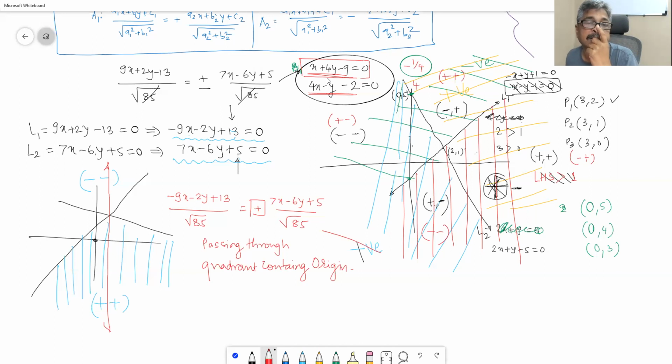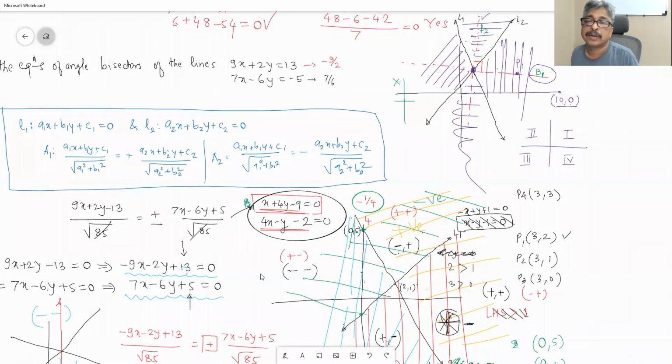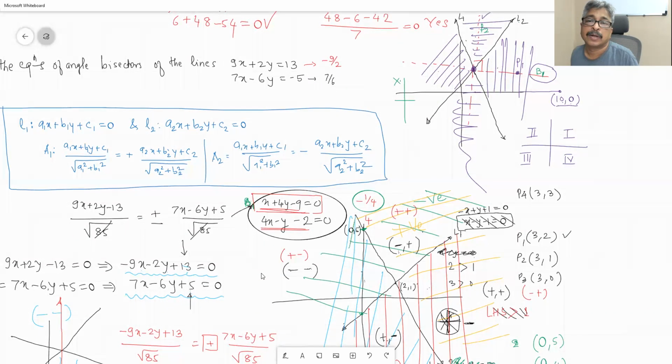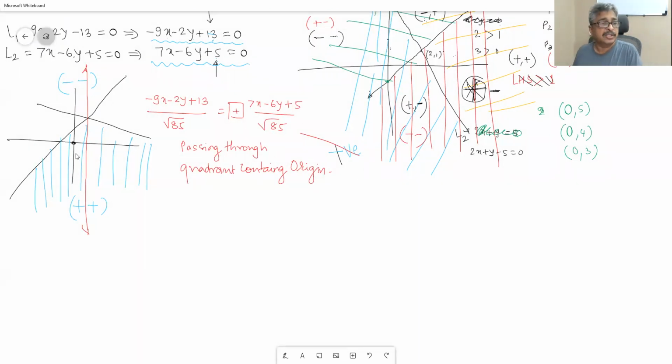And the slope of this line is negative. I think the sketch that I made originally was more correct. Sketching is not that correct, but this is the correct answer. The bisector passing through the quadrant containing the origin is going to be this. And therefore, suppose you are asked to find the bisector.